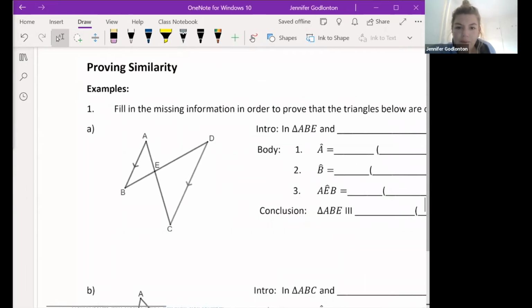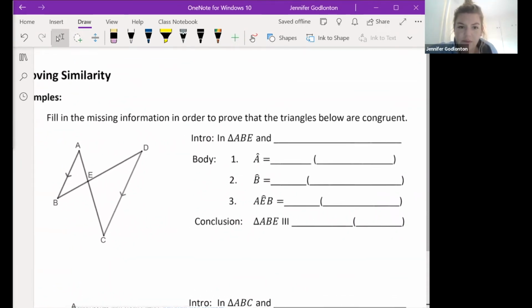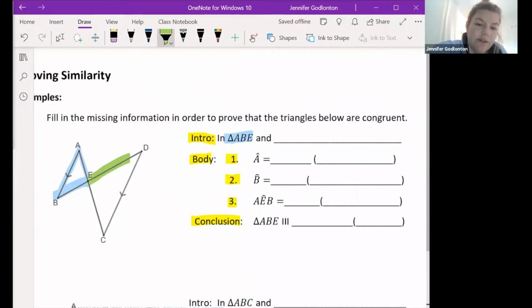So when we are proving that triangles are similar to each other, I'm trying to help those of you who are on your cell phones. Hopefully this works. We follow the exact same format that we do for congruency. So we start with an introduction. We have a body where we have 3 reasons, and then we have our conclusion. So we set it up exactly the same as with congruency. In our introduction, all we are doing is talking about which 2 triangles we are discussing.